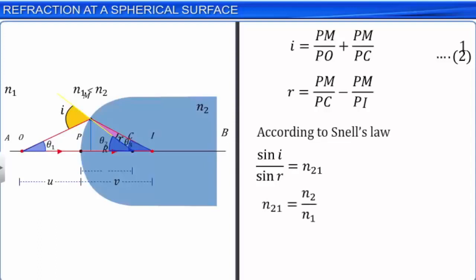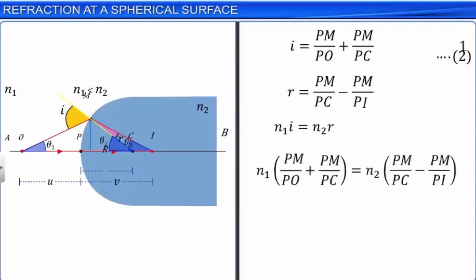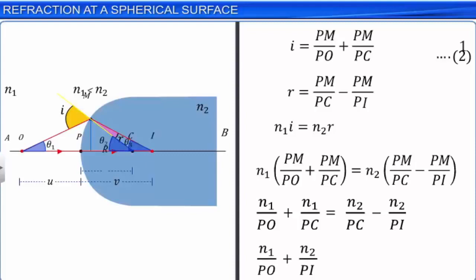But, on applying the Cartesian sign convention, PO is equal to minus U, PC is equal to R, and PI is equal to V. On substituting these values in equation 3, we get N2 by V minus N1 by U is equal to (N2 minus N1) by R. Let this be equation 4. This equation gives a relationship between object distance and image distance for refraction at a spherical surface and is valid for all types of spherical surfaces.